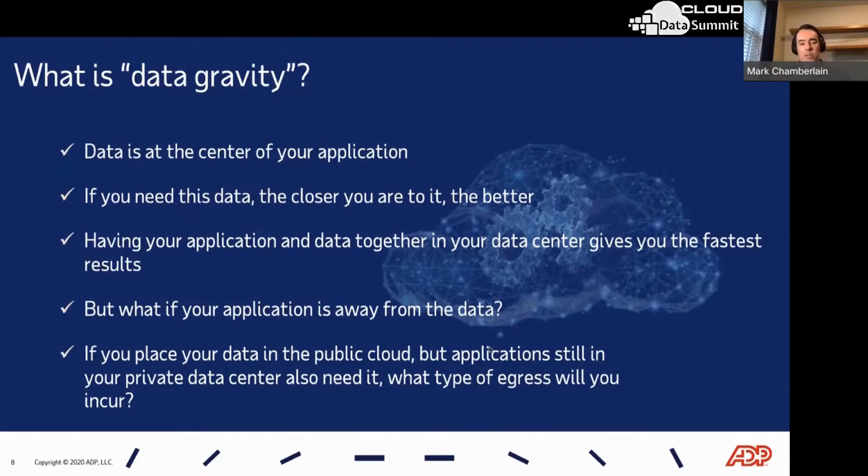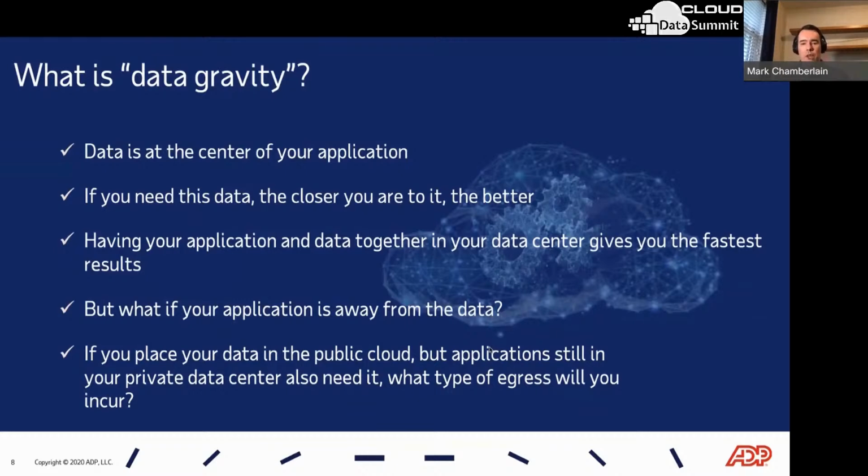Let's say you take another approach and say, okay, I'm going to move all my data to the public cloud. But a lot of times, all this data that you have that's being used by your application is probably being used by other applications as well. At ADP, data is our middle name. We have a lot of data. And a lot of our products are using that data.